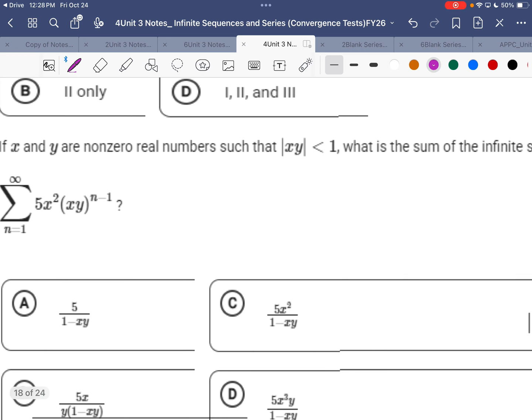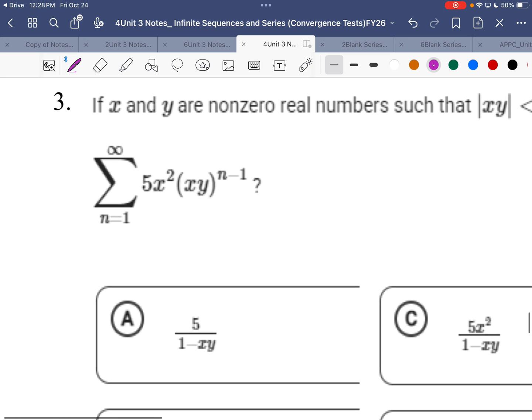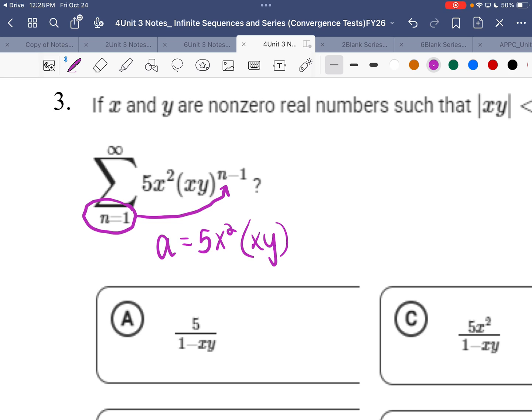All right, on this one, we're going to find the sum. It's probably going to be a geometric series. Then we look at it, and oh my gosh, it is. So then how do you find the first term? Plugging in 1. Why are you plugging in 1? Because n equals 1. Okay. So if n equals 0, what would you plug in? 0. Okay, just checking. So we got a is 5x squared, xy to the 1 minus 1, which is 0. So then you have 5x squared times 1, because number to 0 is not 0. Number to 0 is 1.